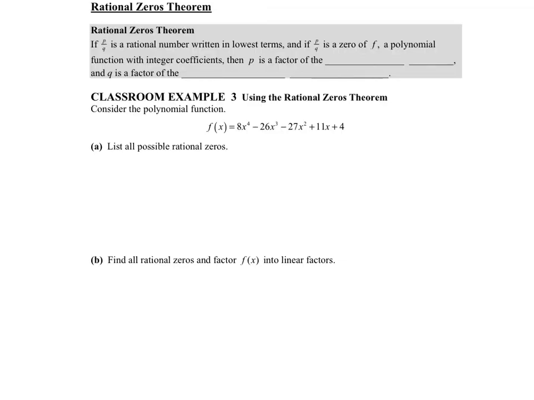Okay, the rational zeros theorem. If p over q is a rational number written in lowest terms, and if p over q is a 0 of f, a polynomial function with integer coefficients, then p is a factor of the constant term, and q is a factor of the leading coefficient. These help you to find numbers that you can divide by when you aren't given one.